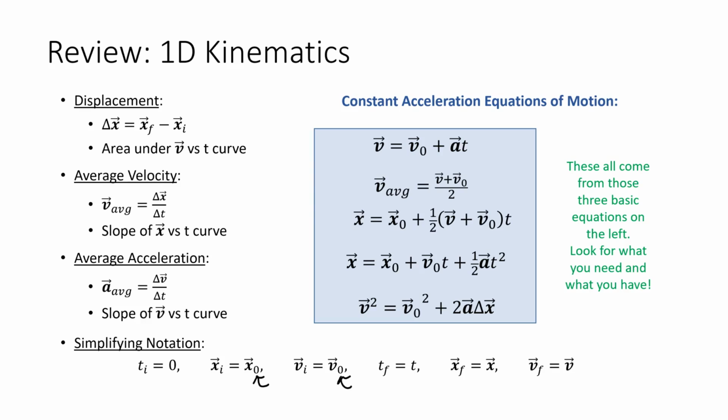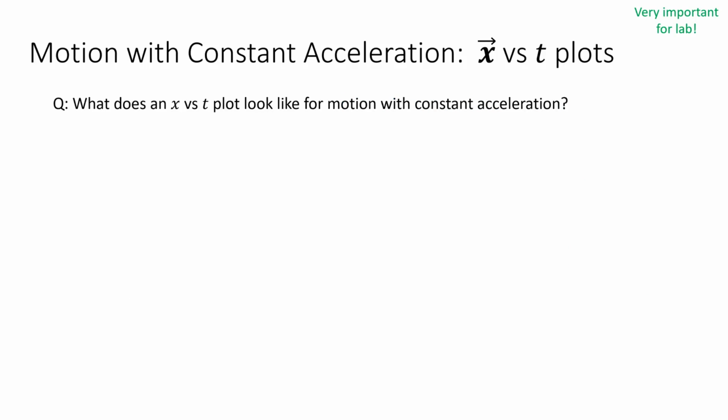Okay, so let's take a look at using one of them to understand how the plot of position versus time should look when we have motion with constant acceleration. So first, let's just think back. What do we think the velocity versus time plot would look like when we have constant acceleration? So remember, the acceleration is the slope of the velocity versus time curve. So if the acceleration is constant, that tells me that my plot should have constant slope. So in other words, I should have a v versus t plot that is a straight line.